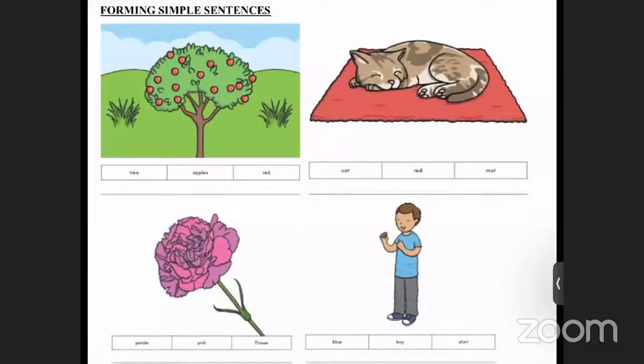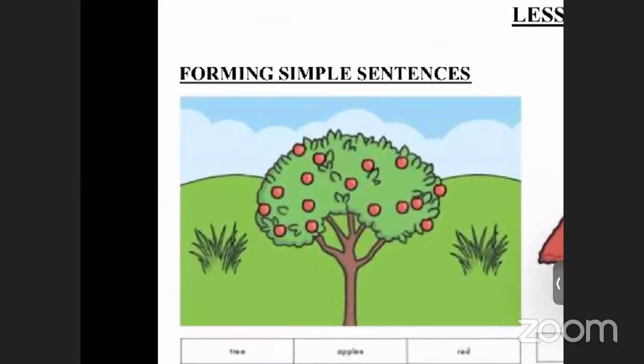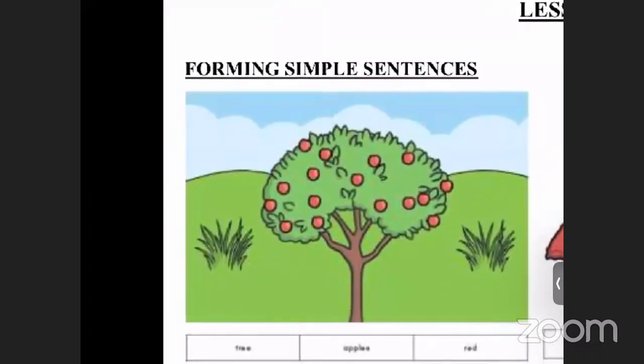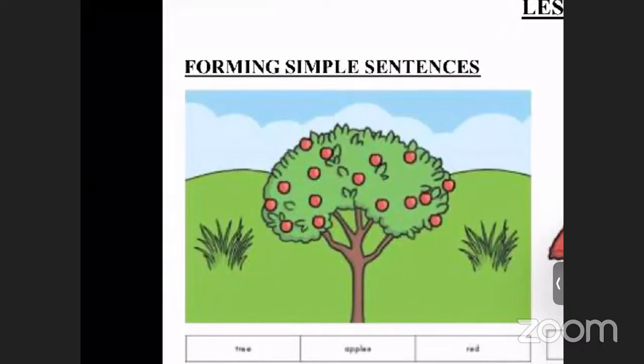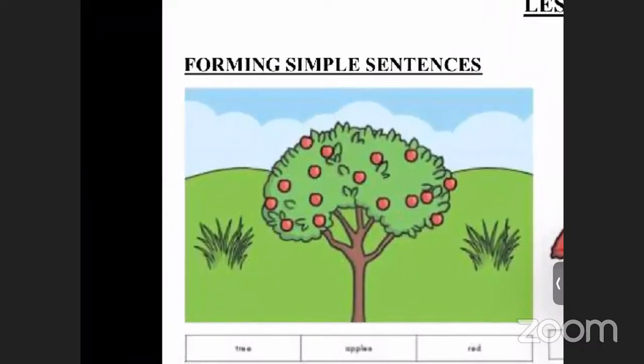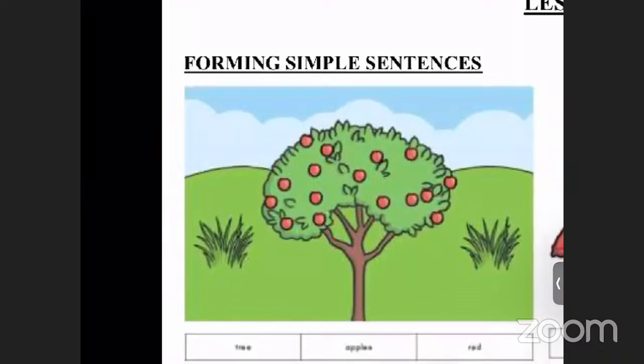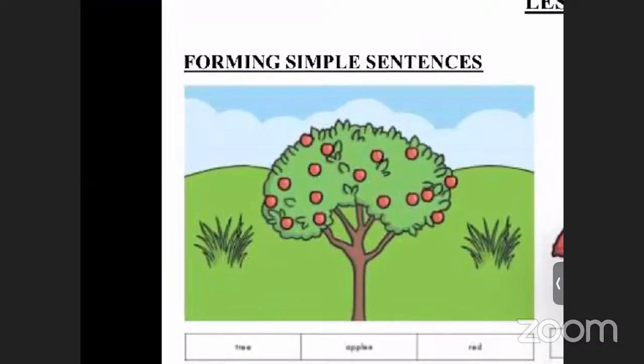What kind of simple sentence can you form out of the first picture? The picture. There are many red apples in the tree. Very good. There are many. Can you add one more? Did you say red as well? Can you say it again?